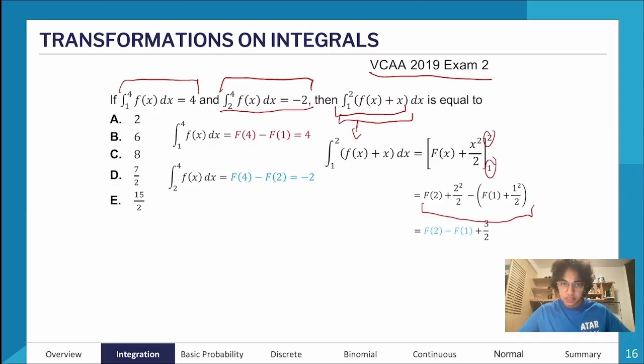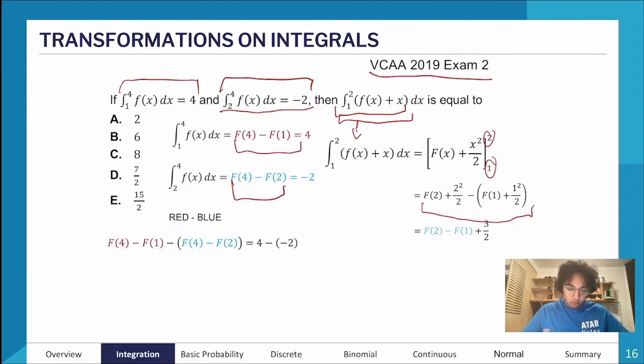Okay, so maybe some of you guys can see where this is going, but we're going to be using simultaneous equations to work out what F of 2 minus F of 1 is equal to. So I need to manipulate these two equations to make the expression F of 2 minus F of 1, so I can sub that in. So what I do is I subtract the red equation from the blue equation, and conveniently when I do that, I work out that F of 2 minus F of 1 is equal to 6. And so then I substitute this into here, and I get 15 on 2. So my final answer is option E, 15 on 2.